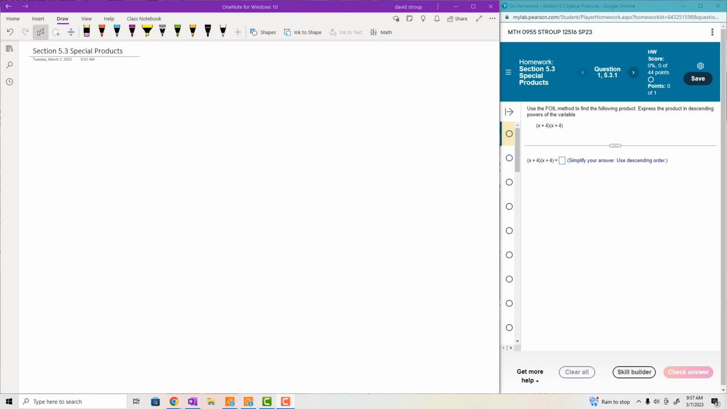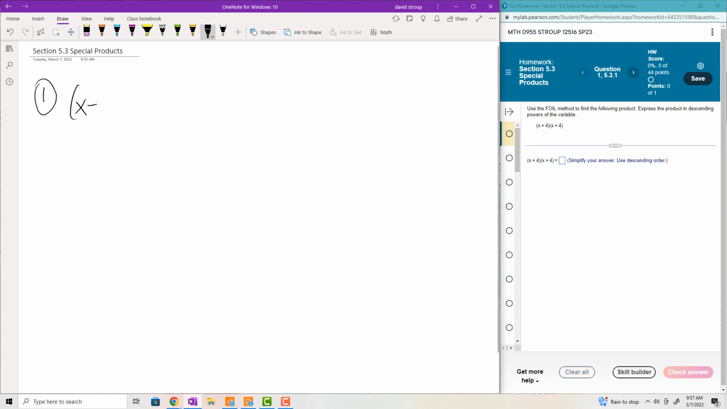We're still essentially multiplying polynomials together. The only difference now is we're going to officially introduce foiling and investigate some special products. Sometimes when you multiply things together, they'll have a particular form to them, and we want to acknowledge those cases. So all right, let's begin with question 1.